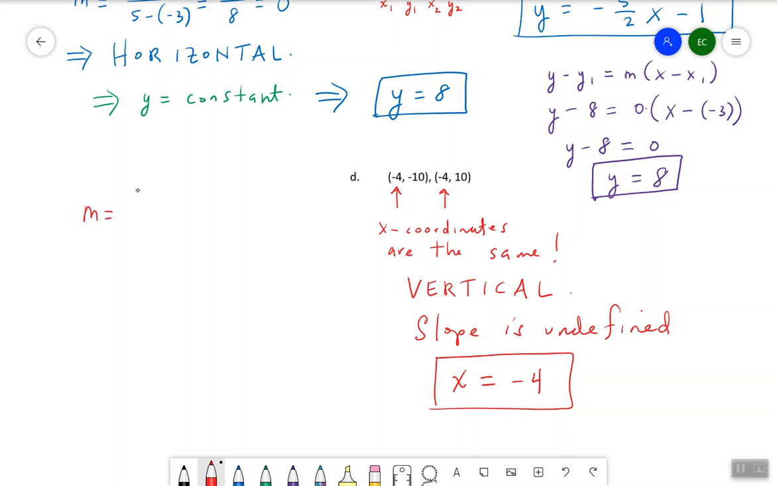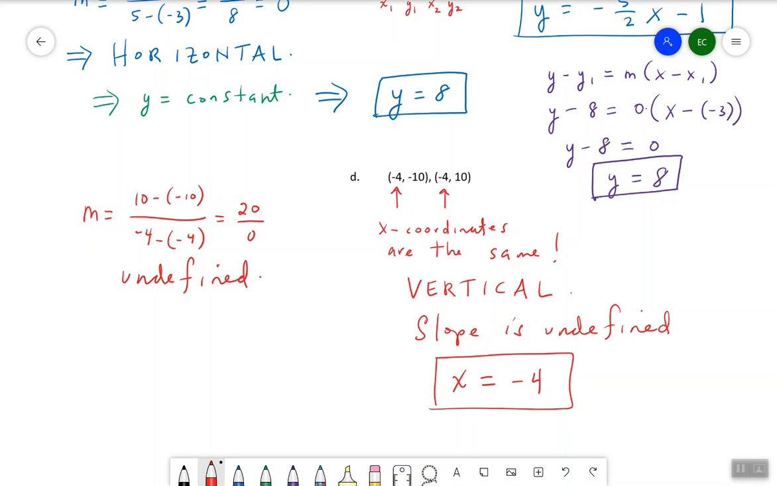Now, just to go back for just a moment, we could have used the slope formula. We would have gotten 10 minus -10 over -4 minus -4. That would be 20 over 0, which of course is undefined. And so then, at that point, we can't plug into point slope form because we don't have a slope. There is no slope for this line. This line is vertical. So then we have to jump over here and just say the equation is x equals a constant. That's the constant, -4, and so we're done. We can write our answer, x equals -4.